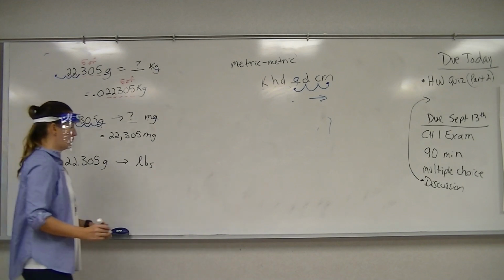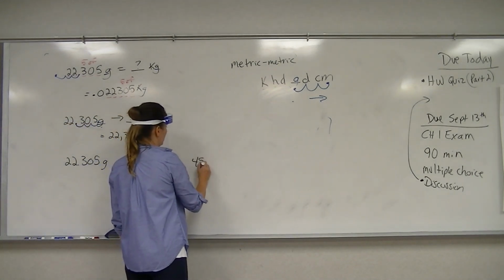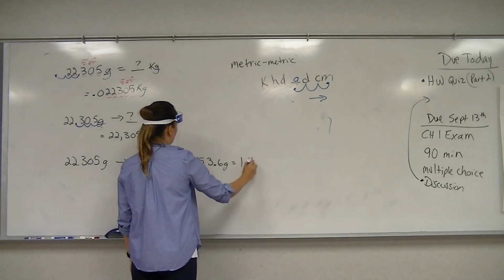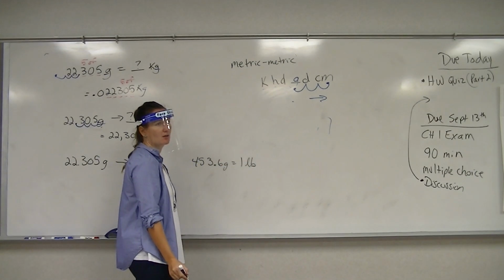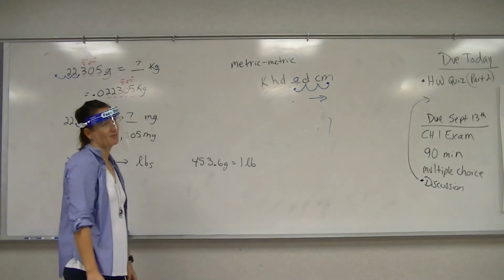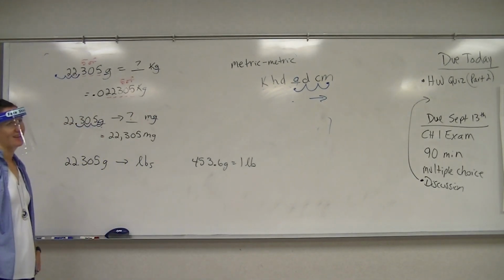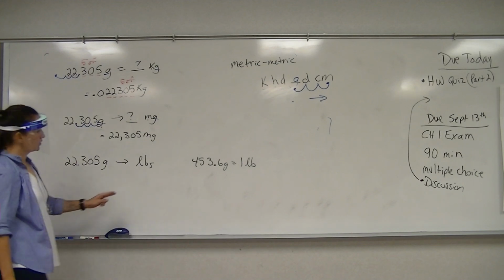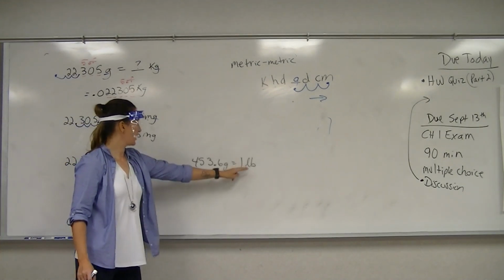And what is it? 453.6 grams in 1 pound? Do you have your conversion table here? Yeah, it's right here. Okay, I don't have one. I gave my last one away last class. Grams to pound is, yeah. Okay.